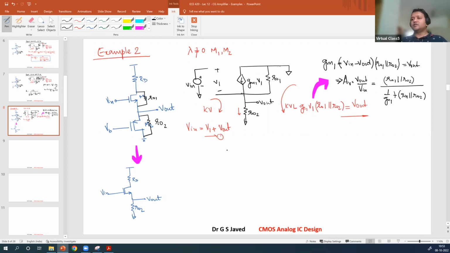So what did you learn? This 1 over GM1 is only present here, coming from the impedance that you're looking at, and this is also a ratio of impedances only. So the GM1 factor does not play much role. If R01 parallel with RO2 is a very large value compared to 1 over GM, then the effective ratio is 1 itself. It will be like a voltage follower circuit. So gain will be almost equal to 1.